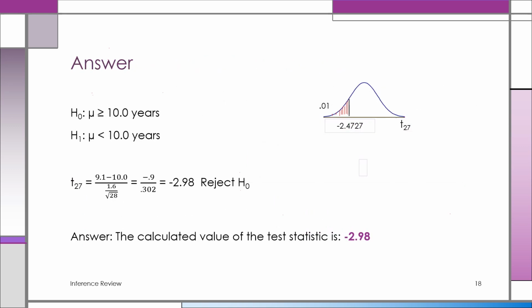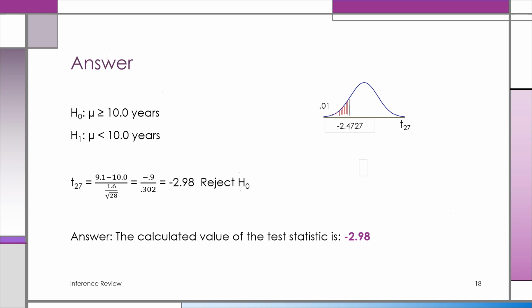Let's solve the problem. H0 shows that mu is greater than or equal to 10.0 years. Anything more than 10 is good. It has a longer life. They said at least 10 years. H1 is when you reject H0, you've got H1: that mu is less than 10 years. That's bad news. They rejected your claim.